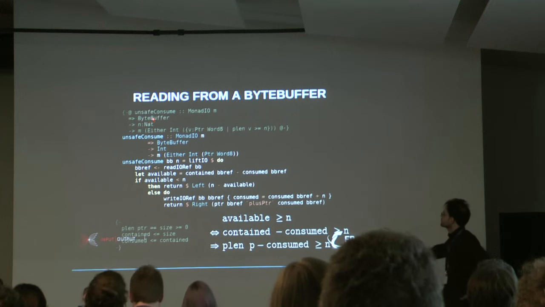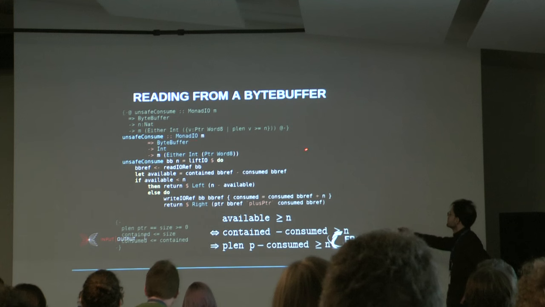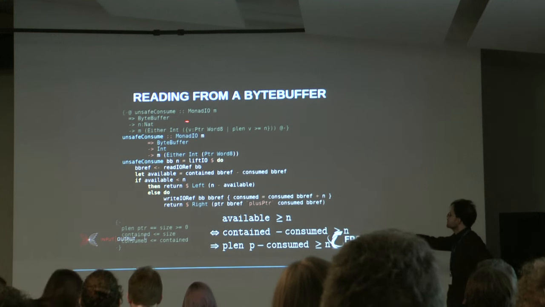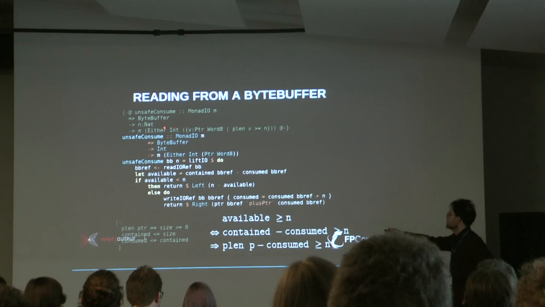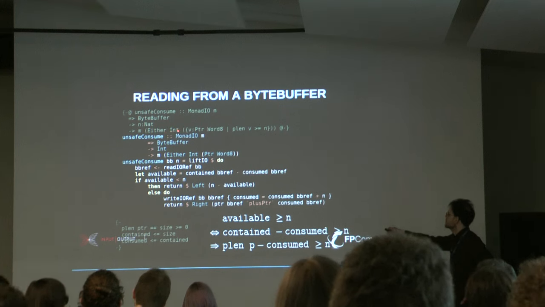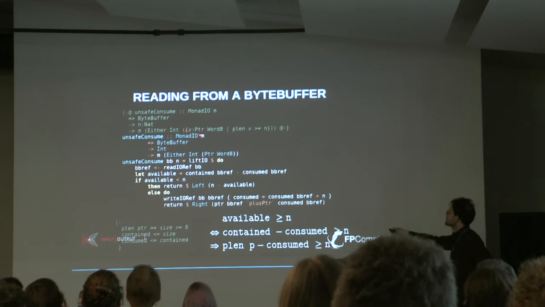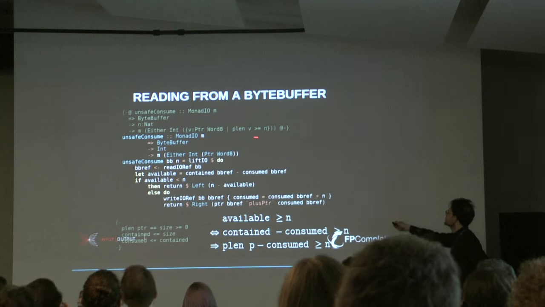So you write down, first of all, the restrictions for the function itself. It gets a byte buffer, and it gets a non-negative number that tells us how many bytes we want to read. And then it returns either a number that tells us how many bytes are missing in the buffer in order to return these bytes, or it gives us a pointer, and this pointer should have at least the size of the bytes that we requested.